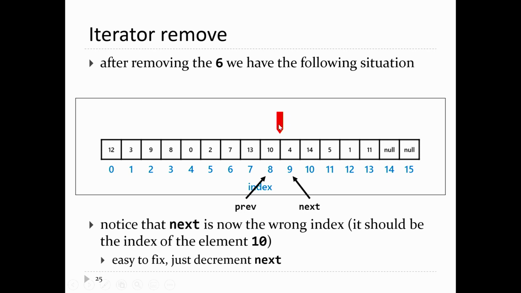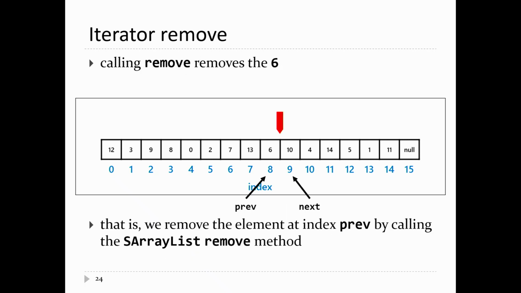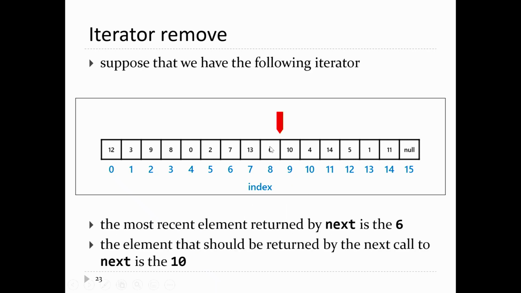The iterator hasn't moved yet, but notice what's happened now. Previous is now 10, which is supposed to be the new next. It's not supposed to be the current previous. So I have to back the iterator up one position when you remove. Okay, so I want to remove that 6.